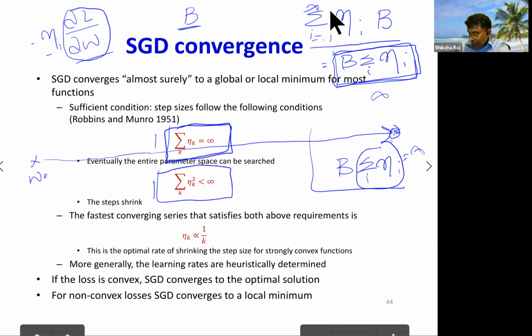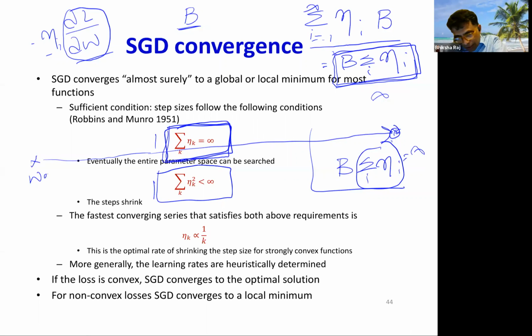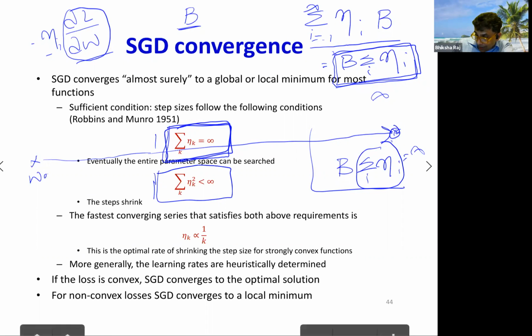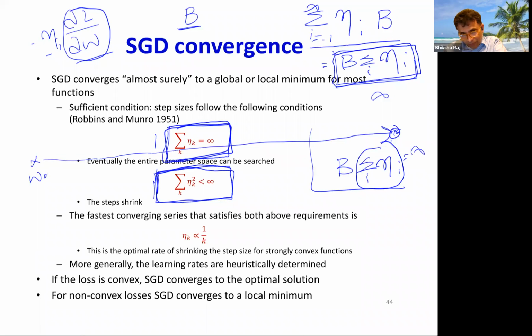So the two criteria that you have is that you want your step sizes, the learning rates, to be a divergent series, meaning when you sum all of them, it must be infinity. On the other hand, they must be square summable. When you sum their squares, that must be finite. So did this make sense to you guys?